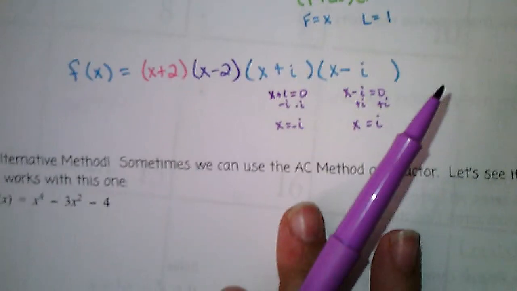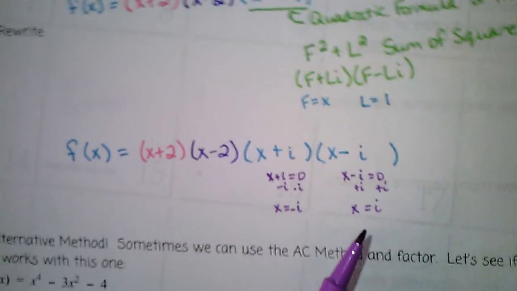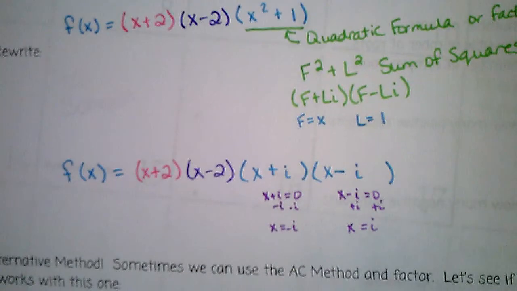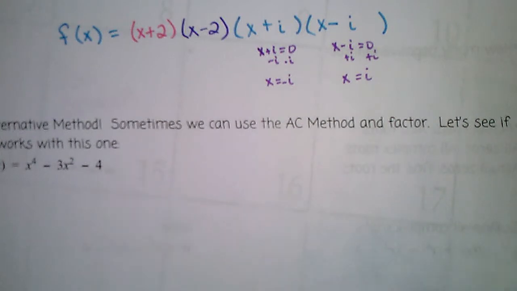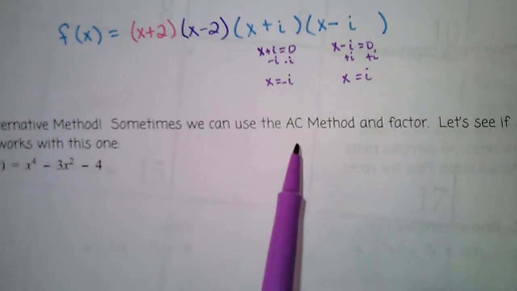So let me show one more way to do this one. So that was one way, but sometimes these are set up nicely and we can use the AC method to factor.